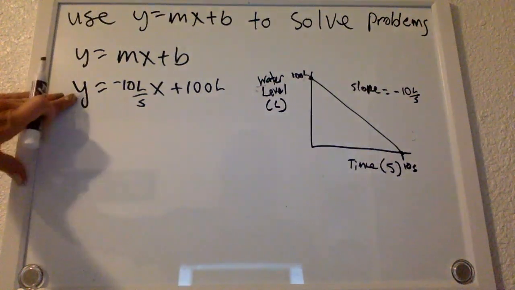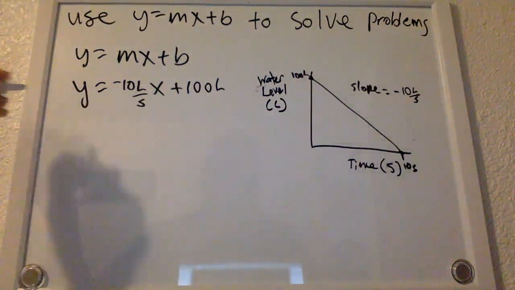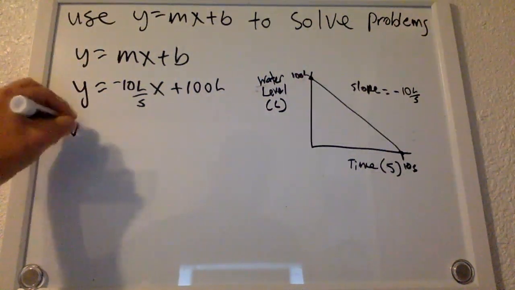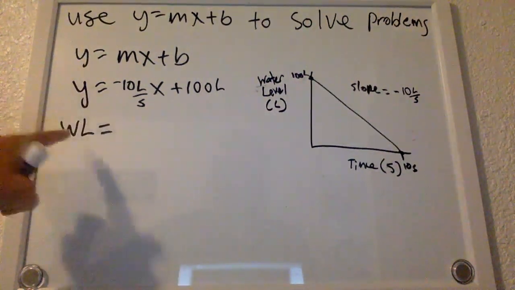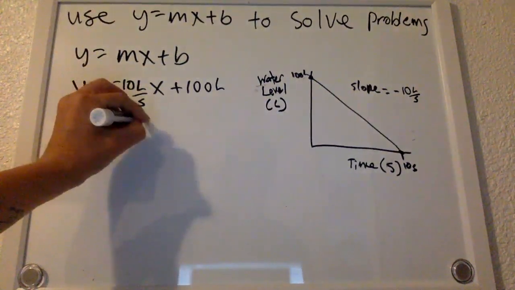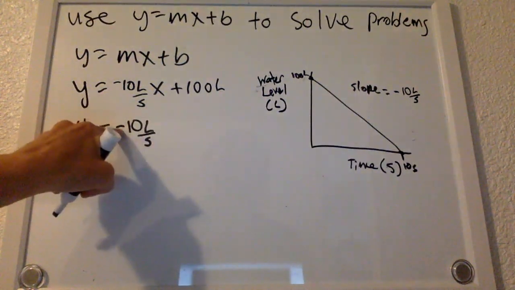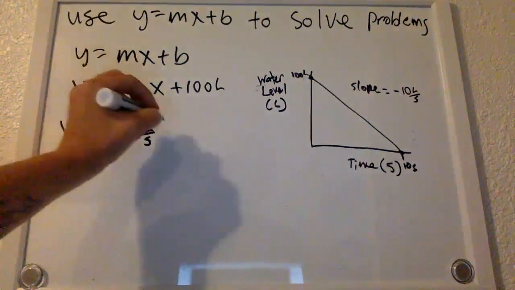Okay, so now I want to talk to you a little bit more about what these mean. Well, what we graphed on the y-axis is water level. So y is giving us water level at any time. So I'm going to abbreviate it WL. Water level equals, now the slope tells us a relationship, negative 10 liters per second. That means we're losing 10 liters every second.